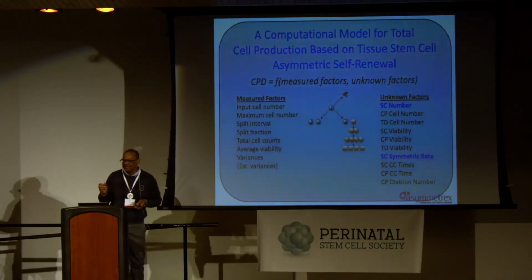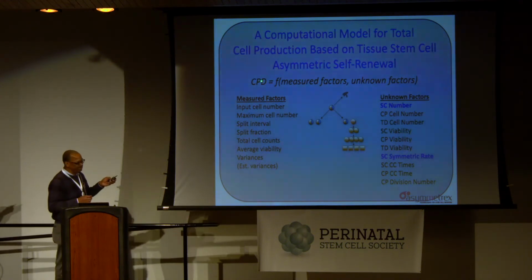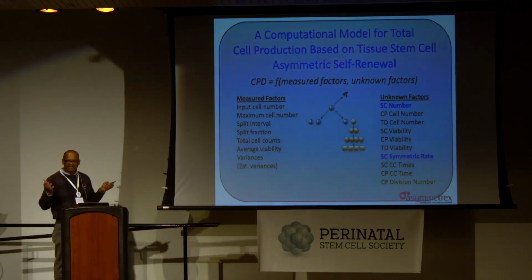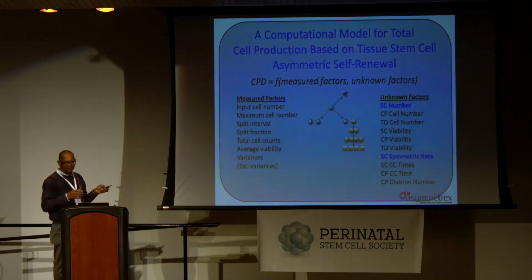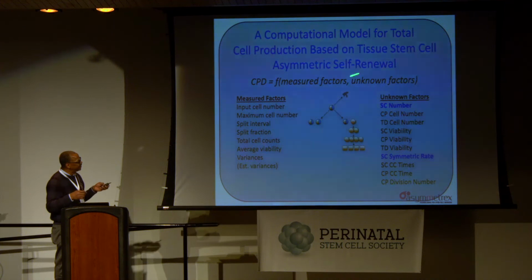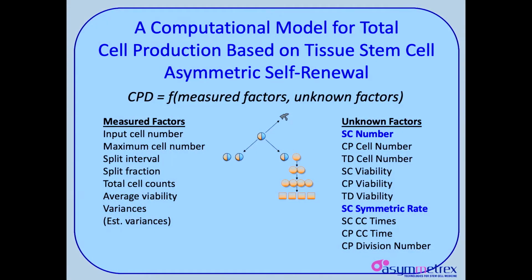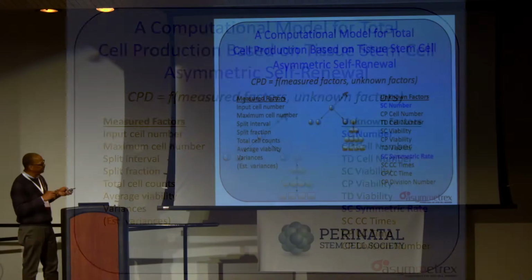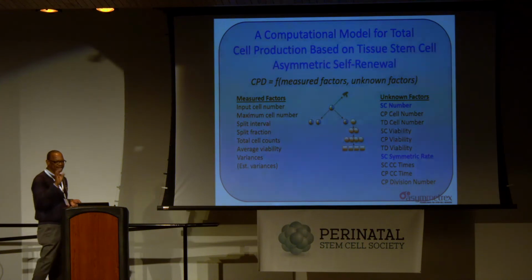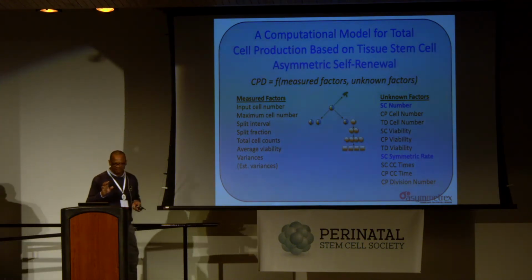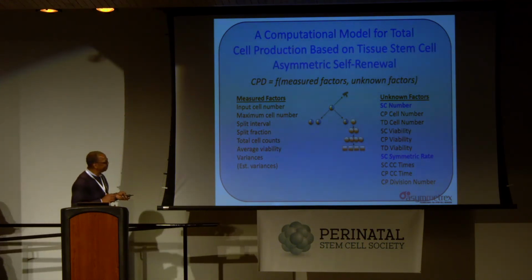So we have the idea that cumulative population doubling, that data, could be defined by some function, some algorithm that involves both things that we can measure that were important and the things we want to know, which we don't know, these unknown factors such as stem cell number. There are a lot of factors here, right? So we have all these measured factors that we can measure and put into our model. And then we have all of these unknowns that we're trying to find. And we have to find them simultaneously. And that's where our computing has really been important.